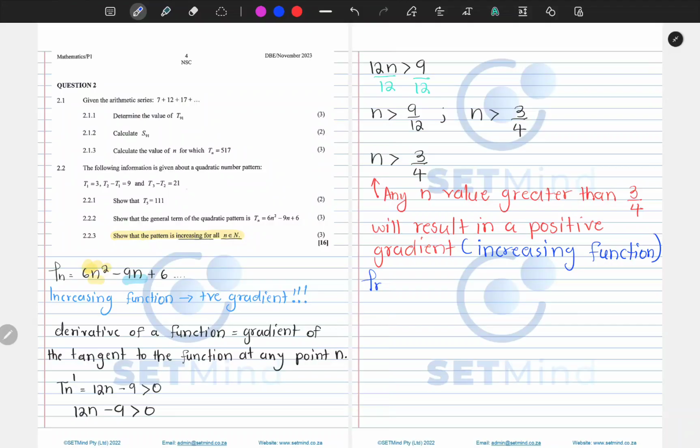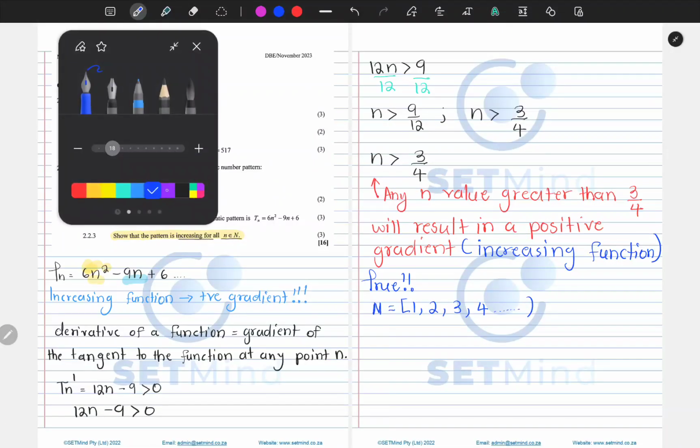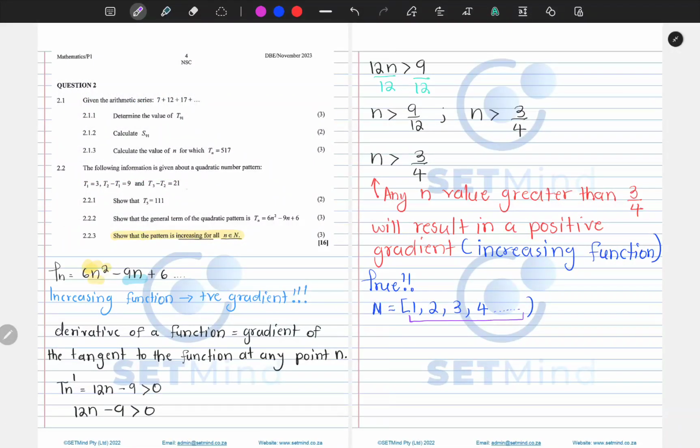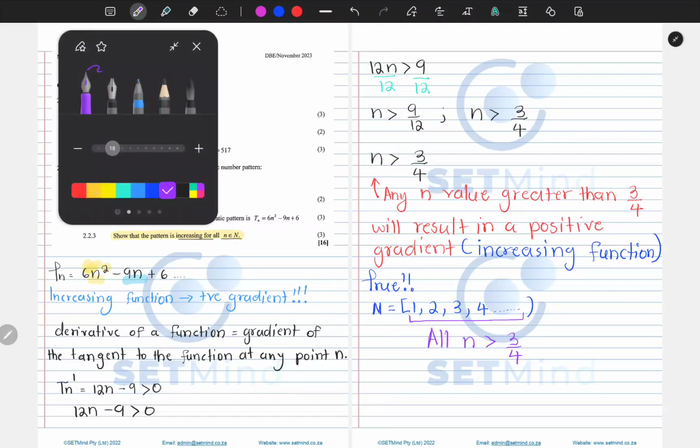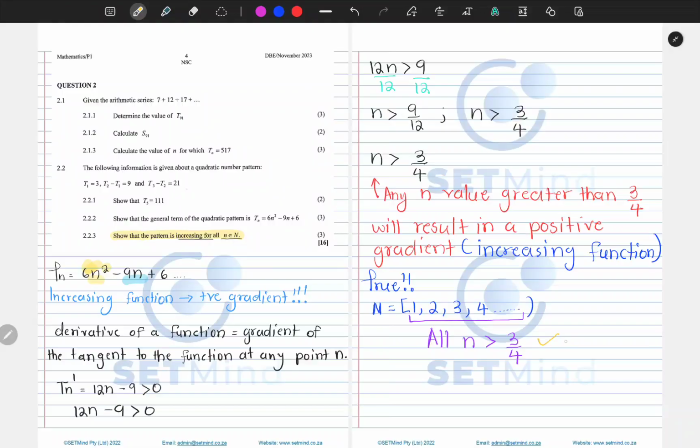And this is true. So we've shown that, because natural numbers, remember, start from 1, 2, 3, 4, and so on until we reach whatever number we want. So clearly we can see that all these n's are greater than 3 over 4. So that statement is true: our pattern will be increasing for all n an element of natural numbers.